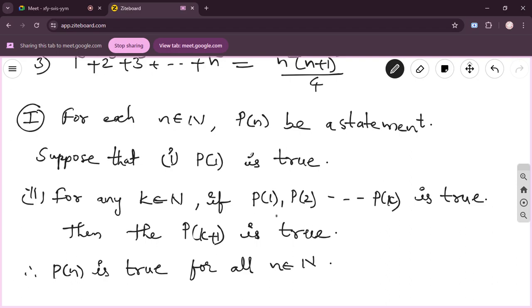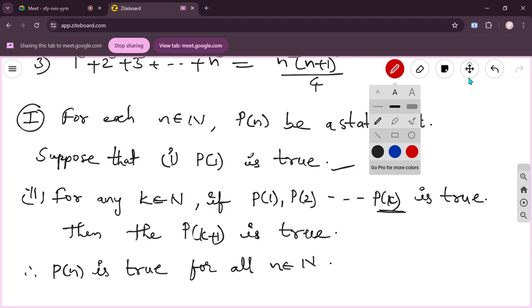Okay, by the method of mathematical induction: first, the given statement is true for n equal to 1. We take that the statement is true for n equal to k. We then show that the statement is true for k plus 1 terms. If the statement is true for k plus 1 terms, the given statement is true for all small n belongs to capital N. This is the procedure for solving problems using mathematical induction.